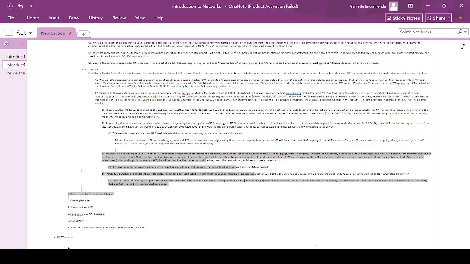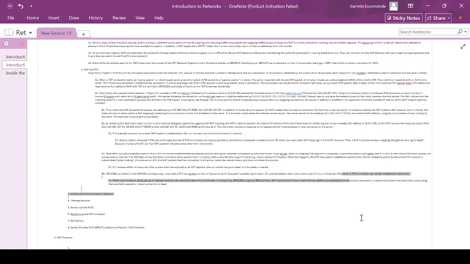RFC 5382, a product of the BEHAVE Working Group, notes that the TCP connection can be configured to send keepalive packets. So another implementation aside from the common ones is that the TCP connection through the NAT could be configured to send keepalive packets, and the default rate is 1 packet every 2 hours if enabled. Otherwise a TCP connection can remain established indefinitely. So those are another configuration. It will send 1 packet every 2 hours.